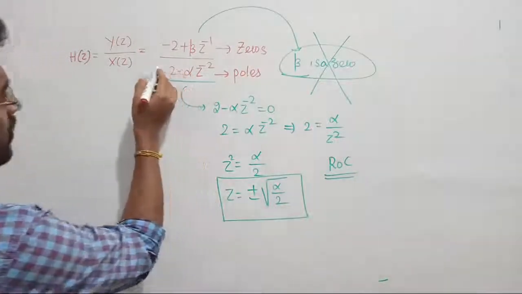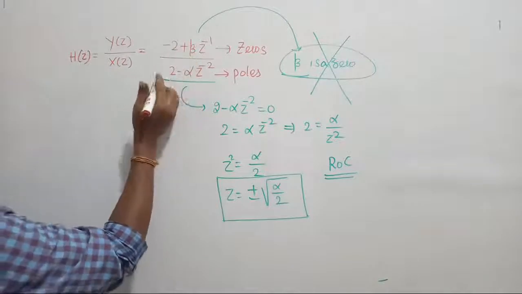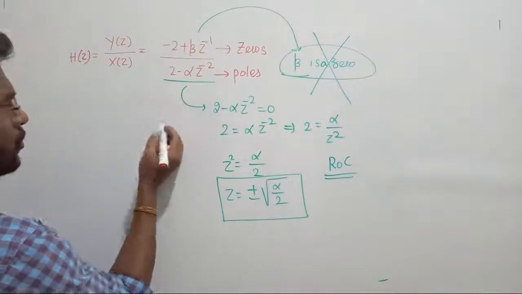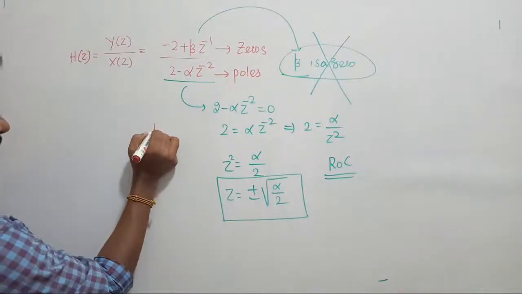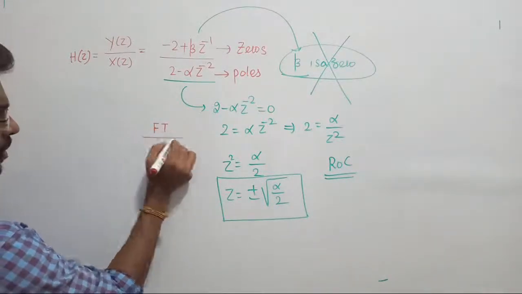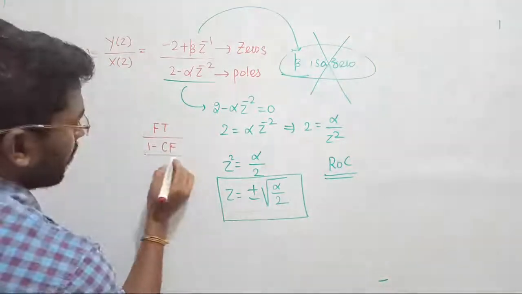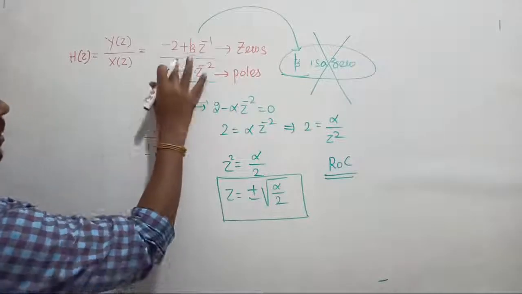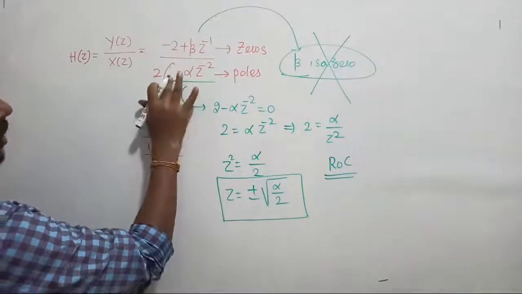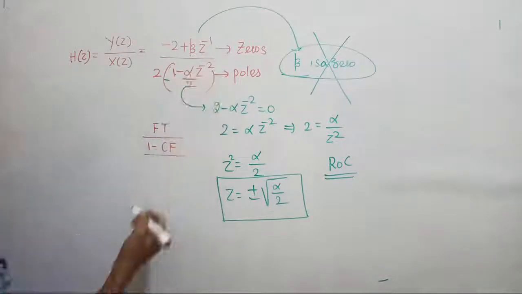Listen, let us take this function further. Some of you might be confused. Usually, in the convergence formula, it is defined like this: the first term in the denominator is 1 minus a common factor. It is usually written as 1 minus, but here we have 2. So let me take 2 outside. If you take 2 outside, it becomes 1 minus alpha by 2 into z power minus 2.